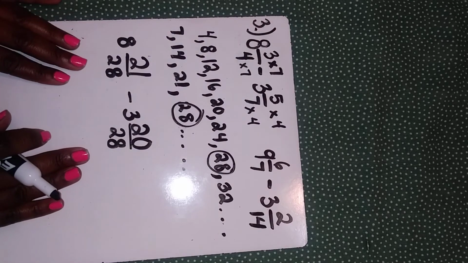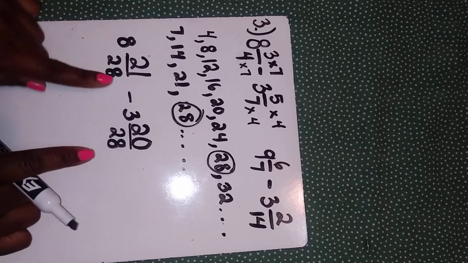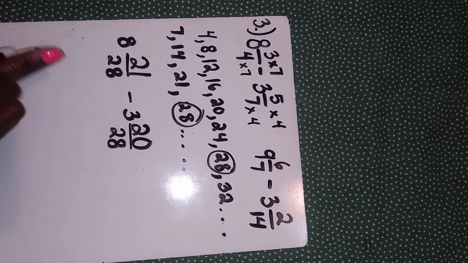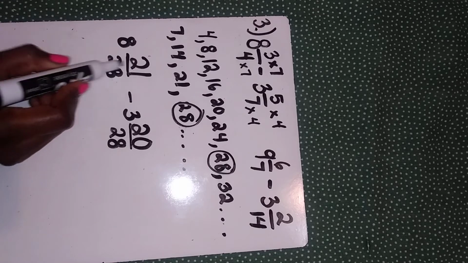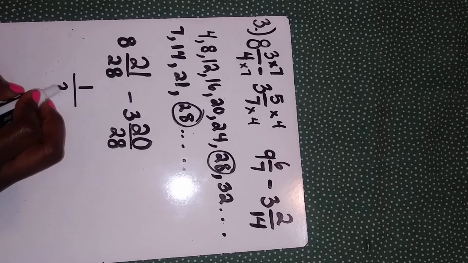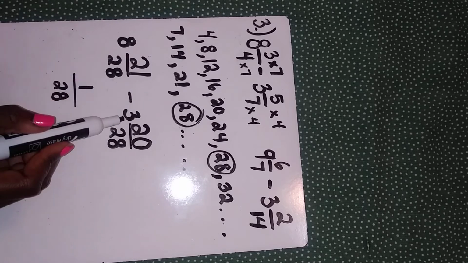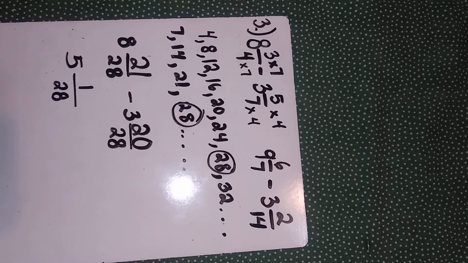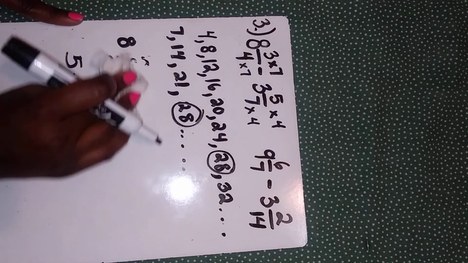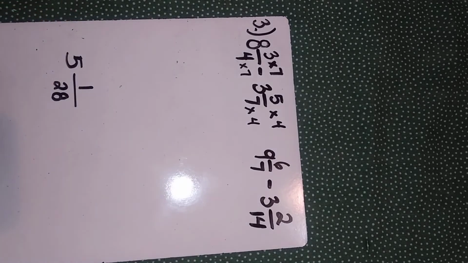I got my same denominators. Make sure you pay attention to your sign. My sign is subtraction. So I'm going to subtract my fraction part. 21 minus 20 is 1 over 28. And 8 minus 3 is 5. So this answer is 5 and 1/28. And I'm going to erase all of this because I need that space to do my other problem. So I know that problem is 5 and 1/28. I'm going to bring that down a little bit.